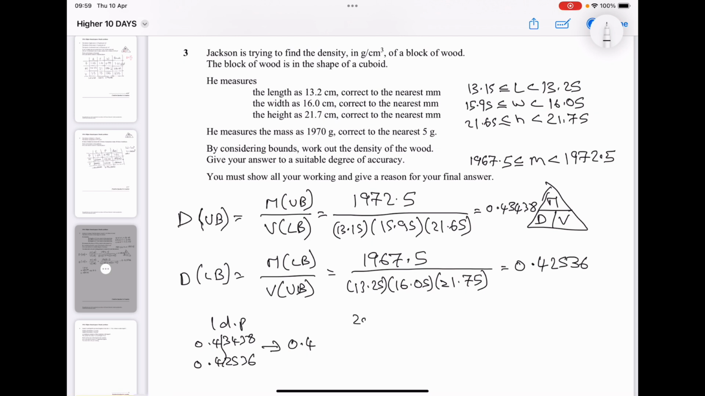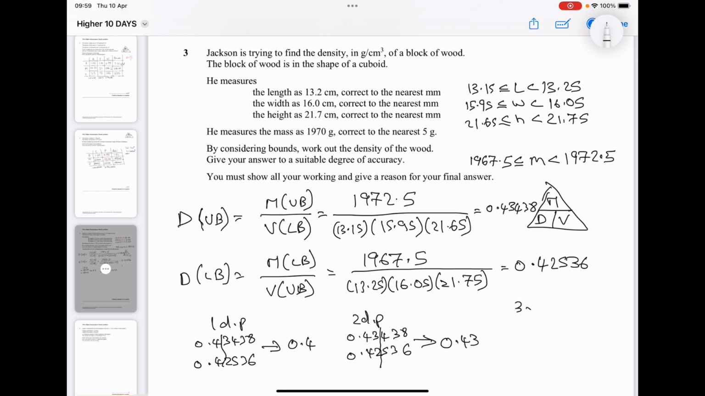We want to be maybe a little more accurate, so we've got 0.43438, 0.42536. If I go 2 decimal places, I can see that the 4 keeps the 3 the same, but the 5 rounds the 2 up to a 3, so they both round to 0.43, so that's better accuracy.